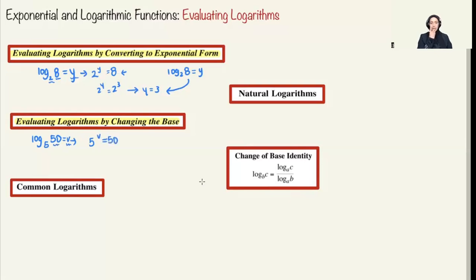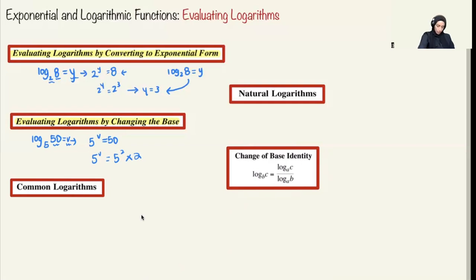Then I can't write 50 as 5 to the power of something. Instead, I can write it as 5 to the power of 2, which is 25. And then I could write 50 as 25 times 2. I'll end up with 5 to the power of v is equal to 5 to the power of 2 multiplied by 2. But that's kind of iffy. We don't really like what's going on here. It looks a little icky.